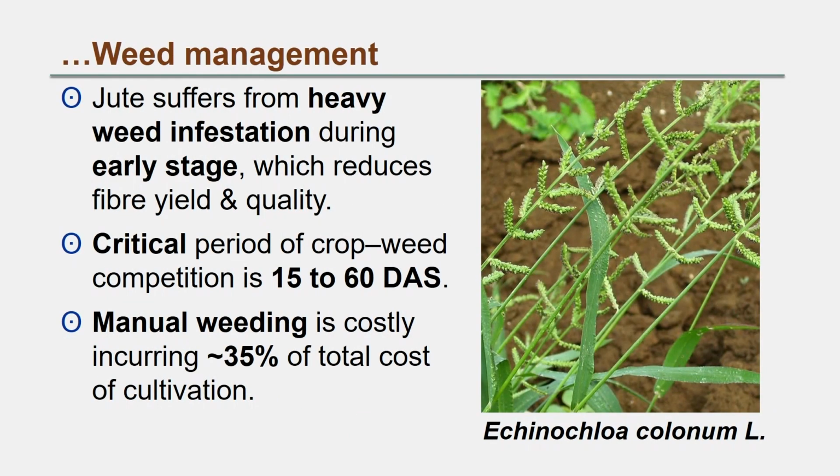Jute suffers from heavy weed infestation during early stage, which reduces fiber yield and quality. Critical period of crop weed competition is initial 15 to 60 days after sowing. Manual weeding is costly, incurring about 35% of the total cost of cultivation. You can see the major weed of jute crop is Echinochloa colonum L.